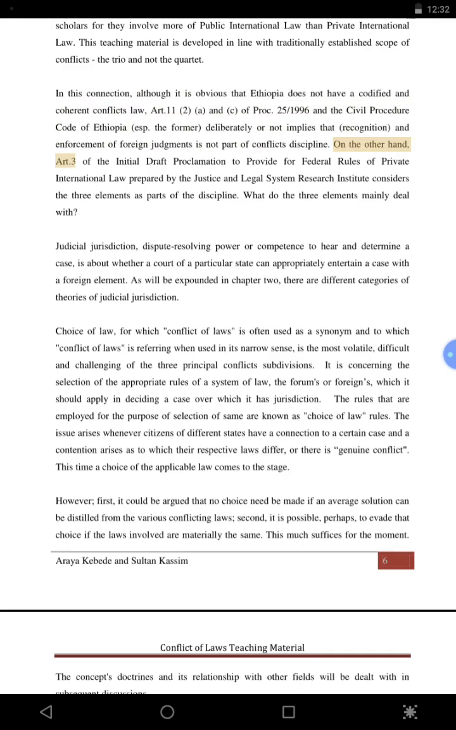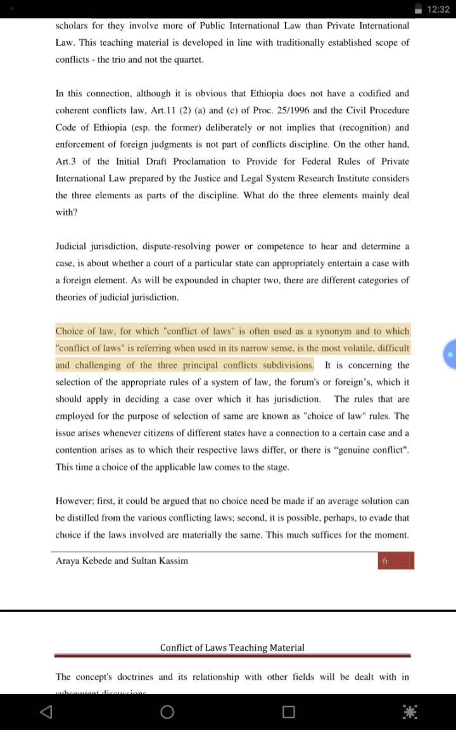On the other hand, Part 3 of the initial draft proclamation to provide for federal rules of private international law prepared by the Justice and Legal System Research Institute considers the three elements as parts of the discipline. What do the three elements mainly deal with? Judicial jurisdiction, the dispute resolving power or competence to hear and determine a case, is about whether a court of a particular state can appropriately entertain a case with a foreign element. As will be expounded in Chapter 2, there are different categories of theories of judicial jurisdiction.